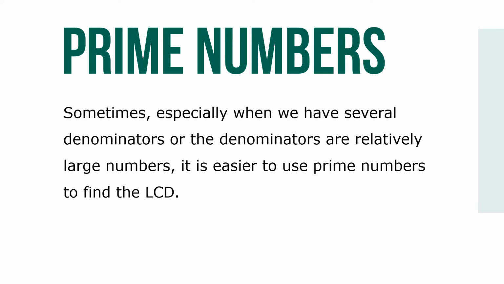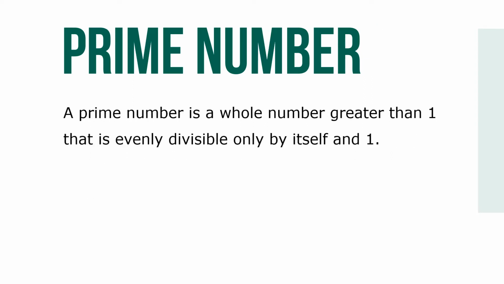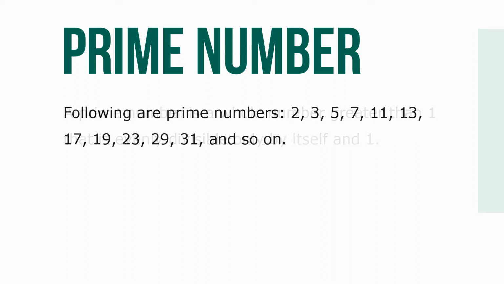Sometimes, especially when we have several denominators or the denominators are relatively large numbers, it's easier to use prime numbers to find the LCD. A prime number is a whole number greater than 1 that is evenly divisible only by itself and 1. The following are prime numbers: 2, 3, 5, 7, 11, 13, 17, 19, 23, 29, 31, and so on.